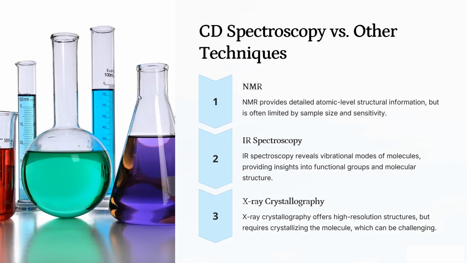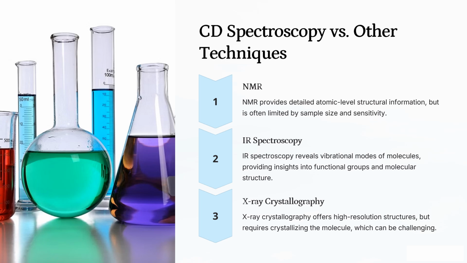Now let's see how CD spectroscopy compares with other techniques. Compared to other techniques like NMR, X-ray crystallography, or even IR spectroscopy, it is very fast and more straightforward, but it provides less detailed structural information. It often complements these methods. We can use CD spectroscopy in conjunction with these methods, and then you can get the complete picture of the molecule that is involved.